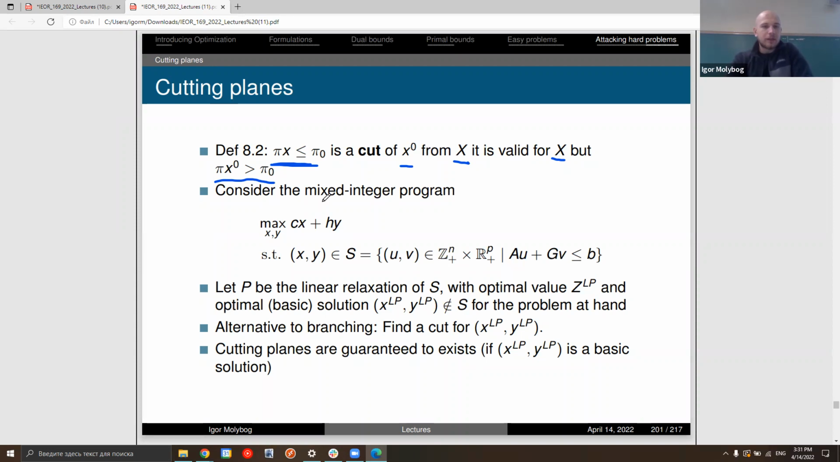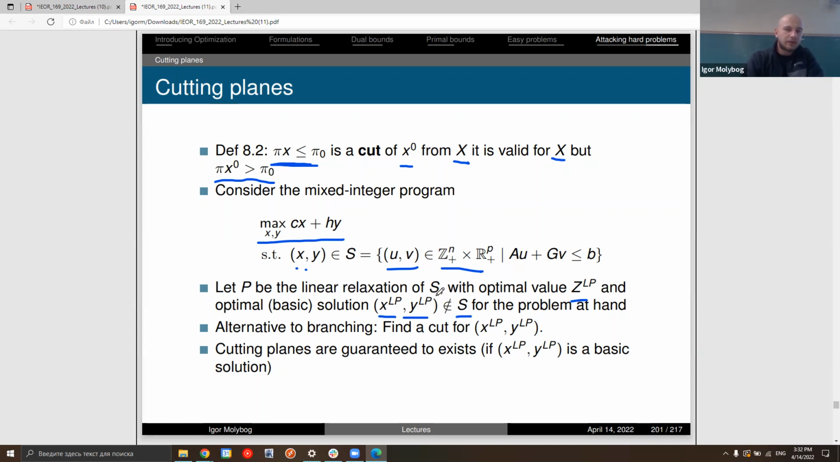Okay, so if we consider a mixed integer program, maximization of cx plus hy, x and y belonging to S, x and y basically corresponding to the integral and real variables, and let P be the linear relaxation of S with the optimal value ZLP and optimal basic solution XLP, YLP, not in S.